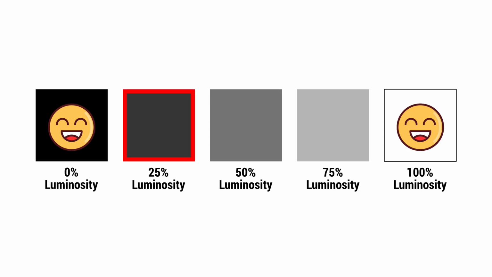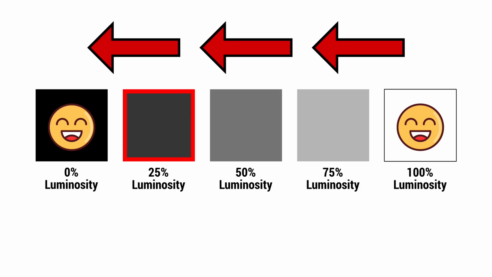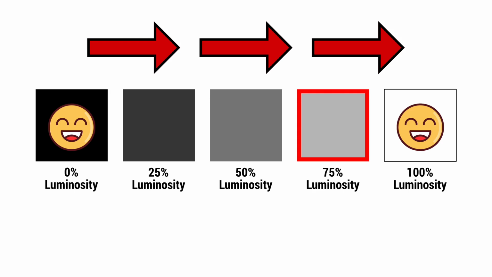So if you add a dark layer, like a fill layer with 25% luminosity, then overlay will make your image darker. Since you added a dark layer, overlay assumes you want your overall image to be darker, so it pushes everything closer to black. But if you add a light layer, like one with 75% luminosity, then overlay will make your image brighter. Since you added a bright layer, overlay assumes you want the overall image to be brighter, so it pushes everything closer to white.